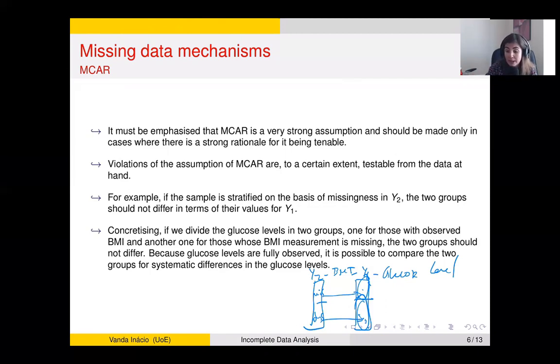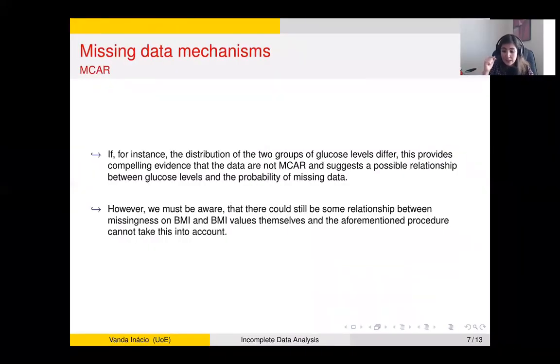So this is a way, and if we have more variables, we should stratify the other variables on the basis of the missingness on y2 as well. So if I have a third variable, I will form the groups and I will look at the distributions of the values in the two groups. And this is a way of looking for violations of the missing completely at random assumption.